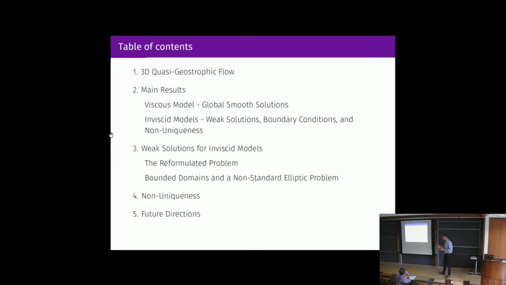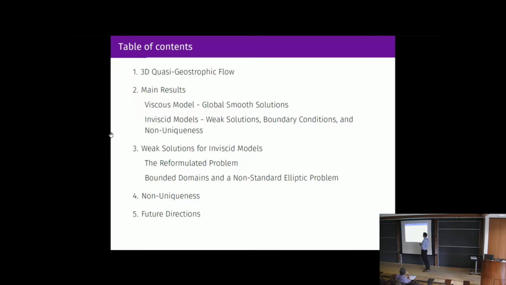They fall into two categories. One is for the viscous version of this model, and in that case, we have a global existence theorem for smooth solutions. And in the inviscid case, we have a few results: global existence of weak solutions, non-uniqueness via convex integration. And then also, we were studying the physical boundary conditions that one would impose when studying this model on a cylinder.